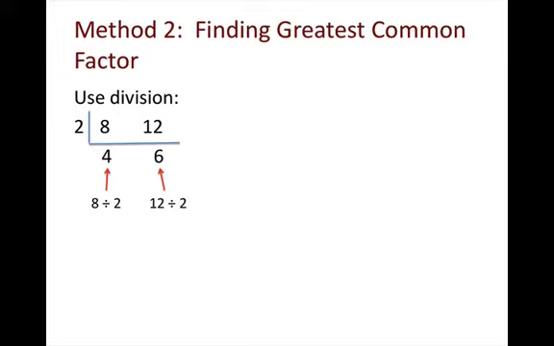The other way is by using division. So I'm going to show you this method too, which is finding the greatest common factor using division. So what we're going to do is divide 8 and 12 by 2. So 8 divided by 2 is 4. 12 divided by 2 is 6.